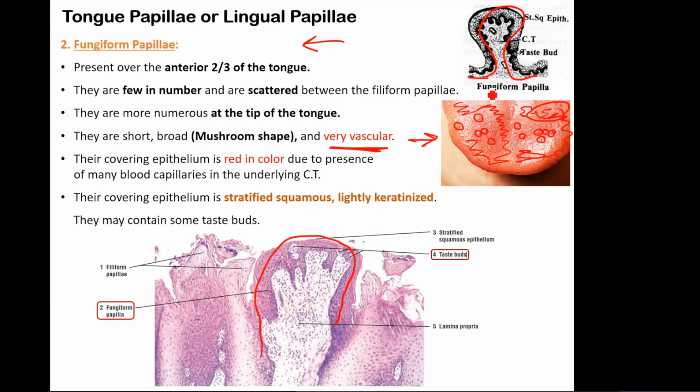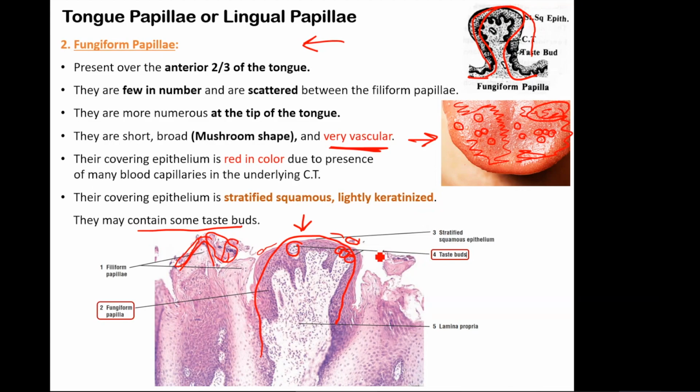Of course, guys, it's covered by stratified squamous epithelium, but listen, it's lightly keratinized compared to filiform. Look at the previous type, the filiform, it's highly keratinized. Look at the keratin here, but the fungiform papilla is lightly keratinized because it has a role in taste, because it has taste buds. Look at the taste buds. So it contains some taste buds and it helps in taste.